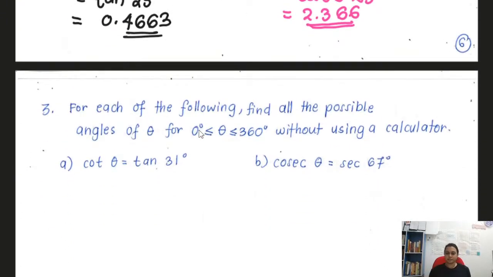Alright, number 3. For each of the following, find the possible angles theta. Kita nak cari the sudut. We want to find theta without using calculator again. First of all, understand the question first. Here cotangent theta. Here tangent 31. Why they give us like this? Because we must make the left hand side sama dengan the right hand side.